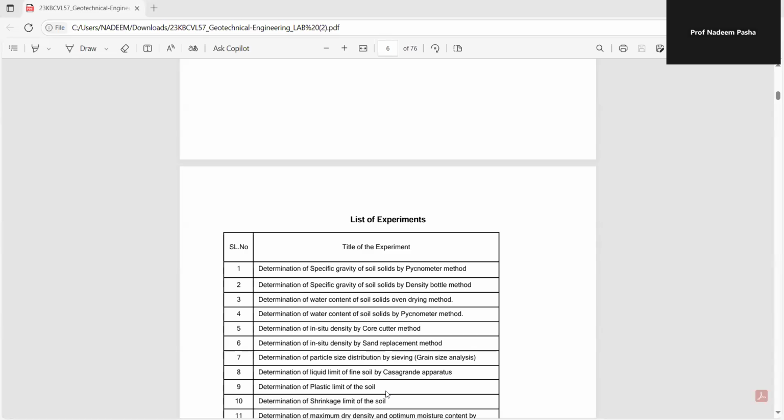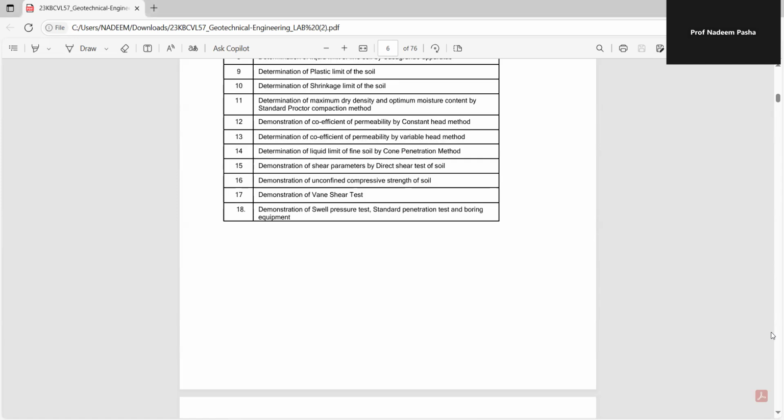So, now we will see the second experiment of the geotechnical engineering lab. I'm sharing the screen with you. I hope it is visible to you. The second experiment is determination of specific gravity of solids by density bottle method. What it is, we will see in detail now.